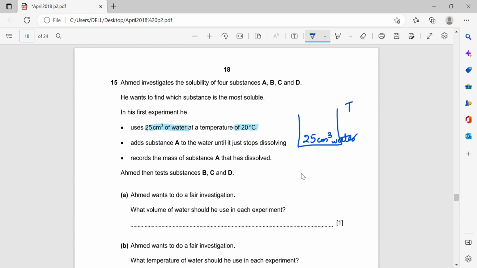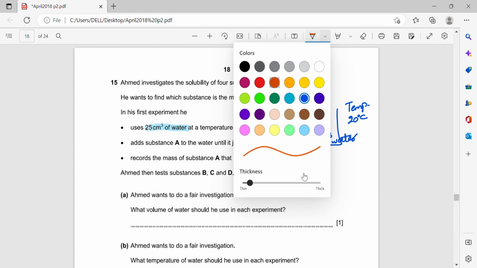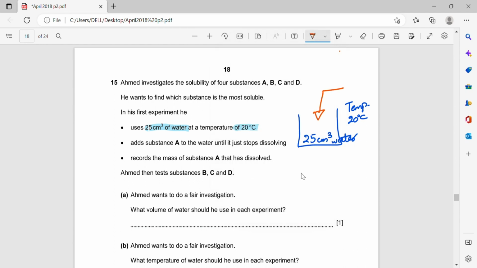Well, temperature عندي 20 degrees Celsius. طيب, what does he do? He adds substance A. يبقى he adds substance A until it stops dissolving. Records the mass of substance A that has dissolved. Okay, the mass of substance A that has dissolved. Ahmed then tests substances B, C, and D.